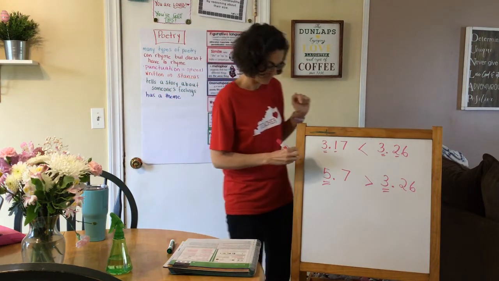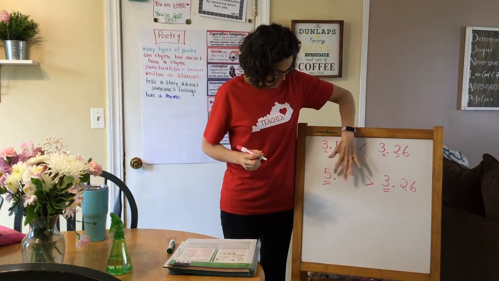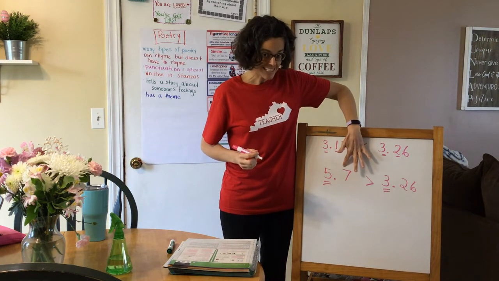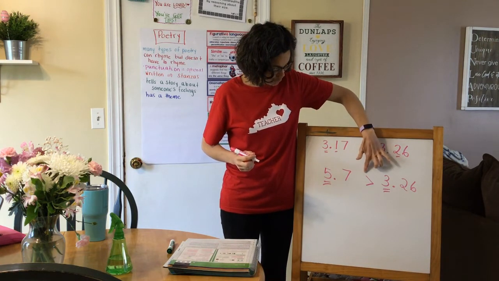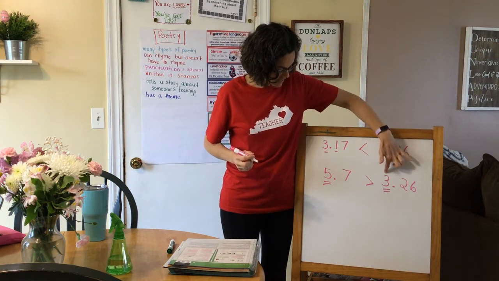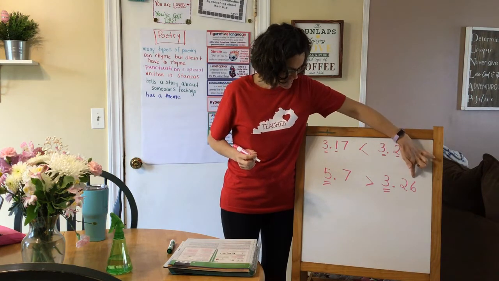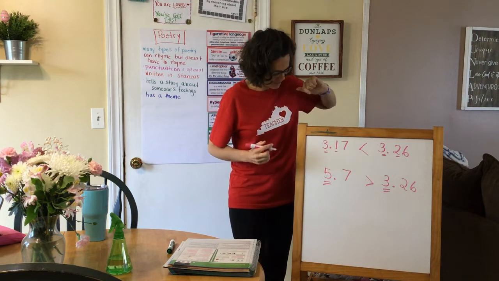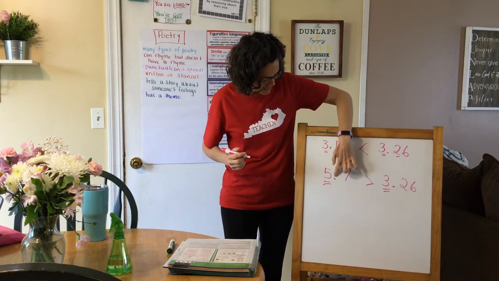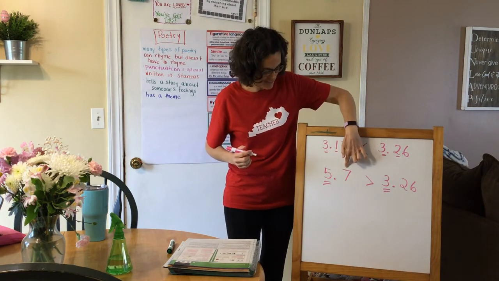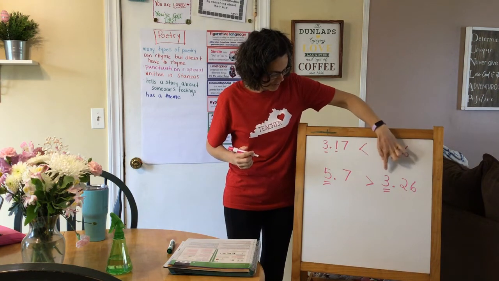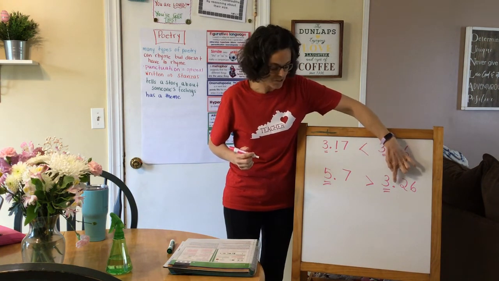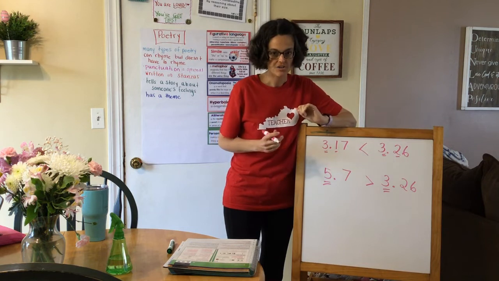So read it with me. 5 and 7/10 is greater than 3 and 26 hundredths. Let's say that one more time. Read it with me. Ready? 5 and 7/10 is greater than 3 and 26 hundredths.